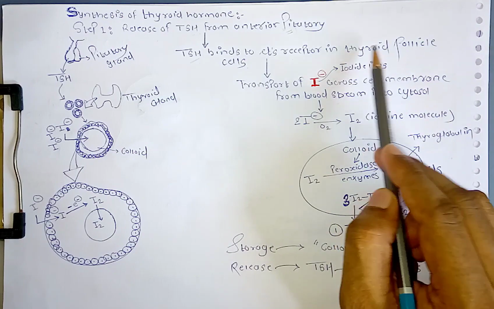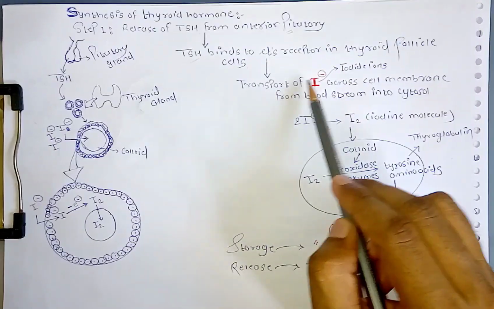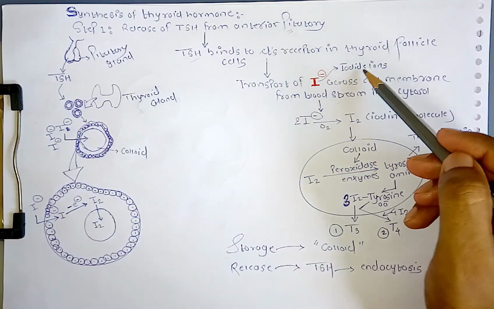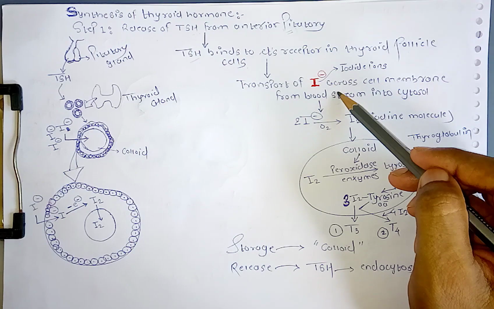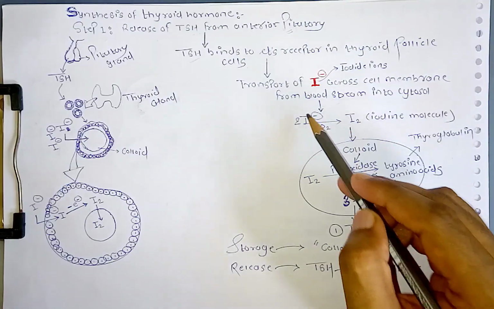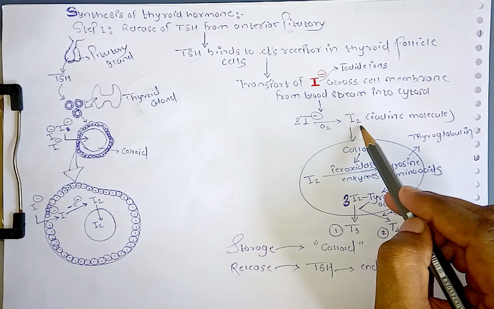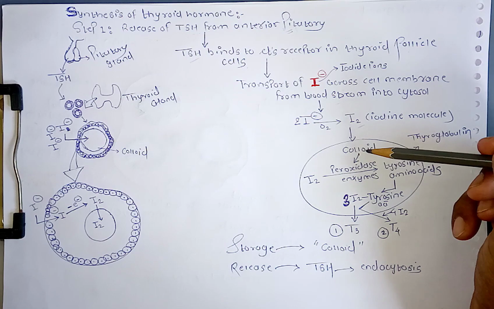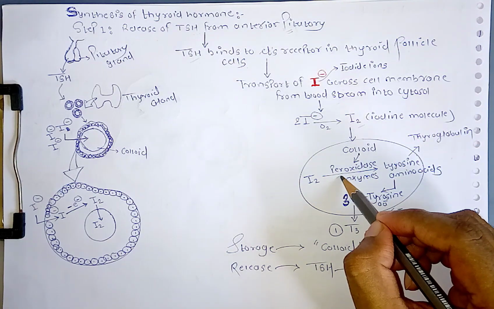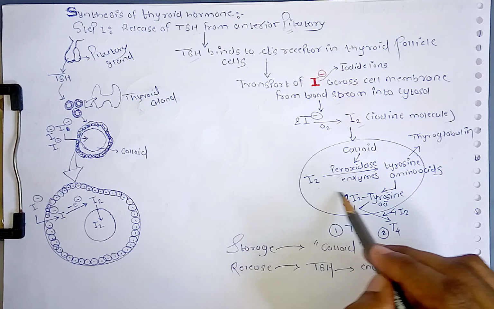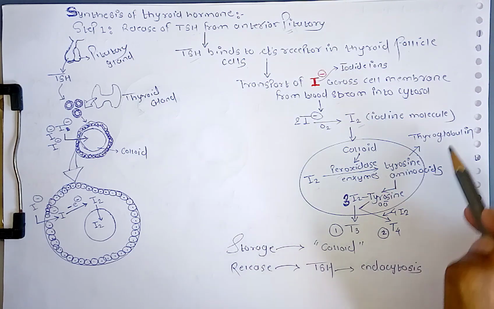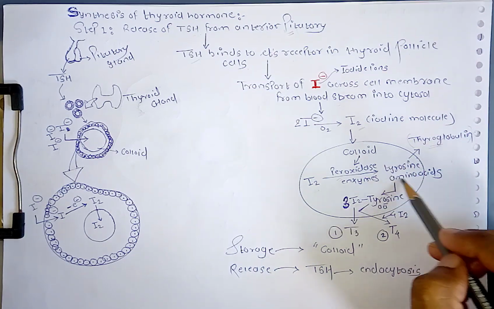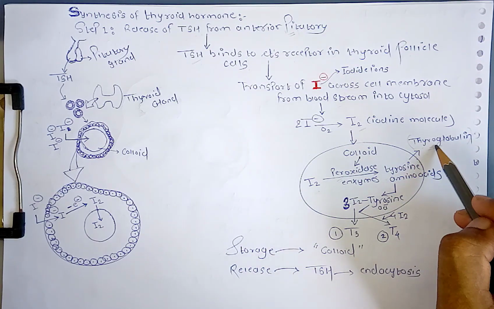On binding to the thyroid follicle, there is a transport of iodide ions across the cell membrane from the bloodstream. So iodide ions enter the thyroid follicle, where they get oxidized to iodine molecules. Then these iodine molecules enter the colloid, where with the help of the peroxidase enzyme, the iodine binds to the tyrosine amino acid group of thyroglobulin. Thyroglobulin is a polypeptide, and tyrosine amino acids are the structural unit of thyroglobulin.